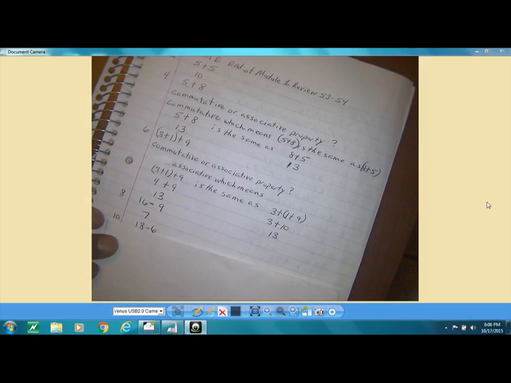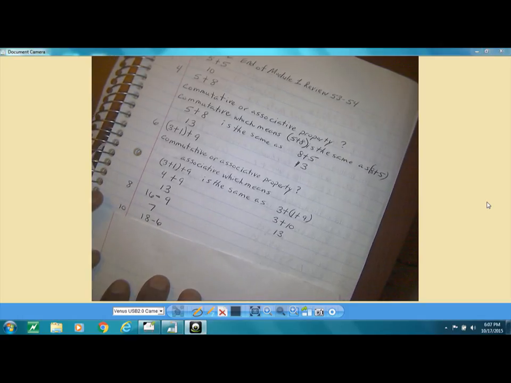The next one that we would do is number 10. Number 10 is subtraction. They need 18 minus 6. You should be writing that problem as we go. 18 minus 6 for me, please.